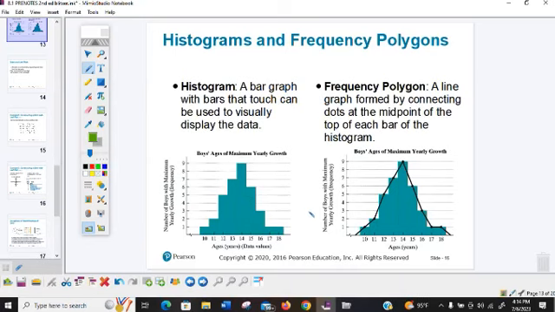In this video, we're going to look at three different types of graphs that we will learn in statistics. The first one's called a histogram. This is a bar graph, and the bars actually touch, as you can see here.